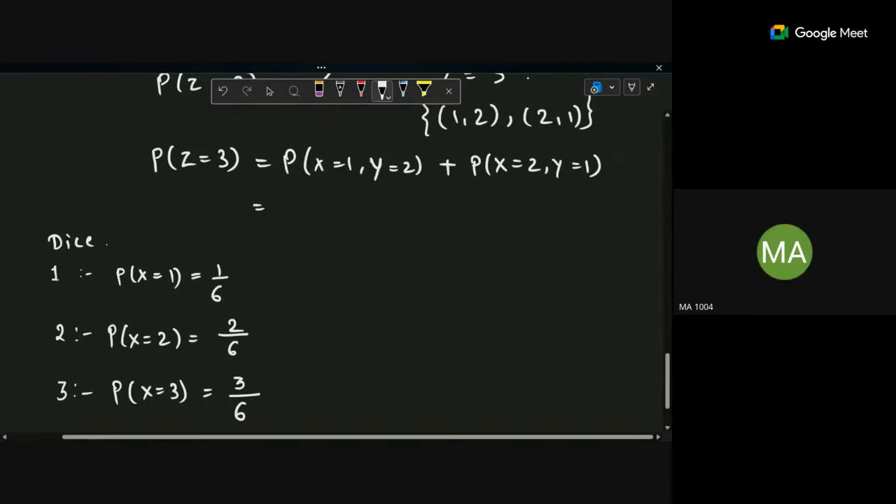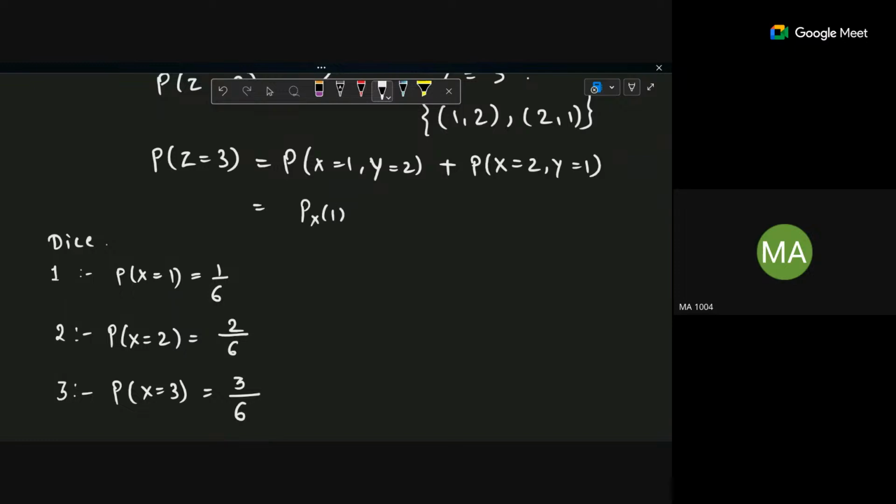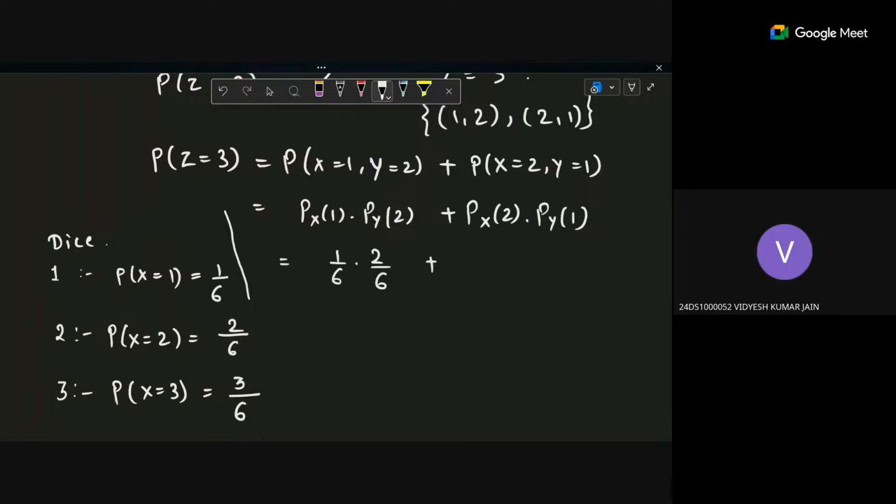Now just come to here. We know that X and Y are independent random variables. So the probability that X is taking 1 and Y is taking 2 is P of X equal to 1 into P of Y equal to 2, right? And what will it be then? 1 by 6 into 2 by 6. P of X equal to 1 is 1 by 6, and P of Y equal to 2 is 2 by 6.